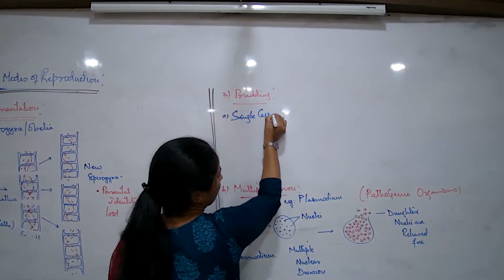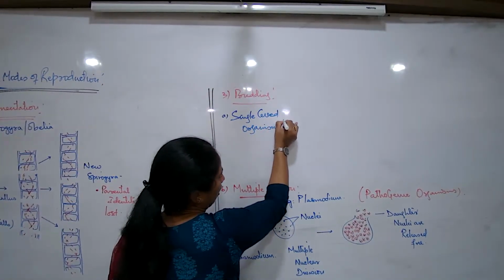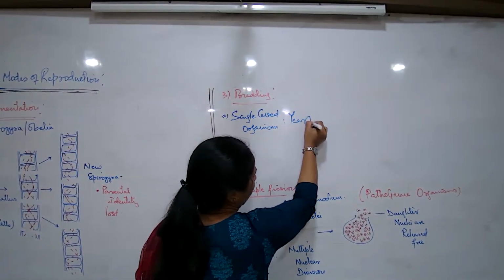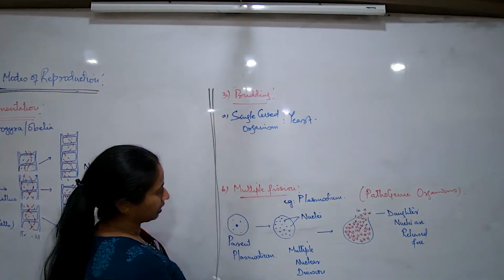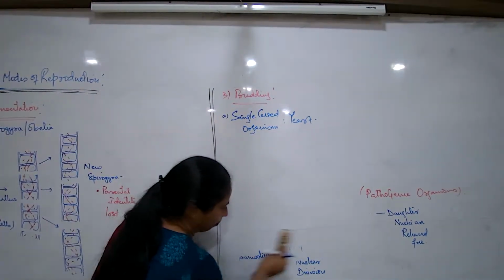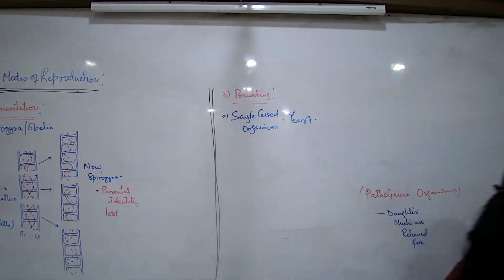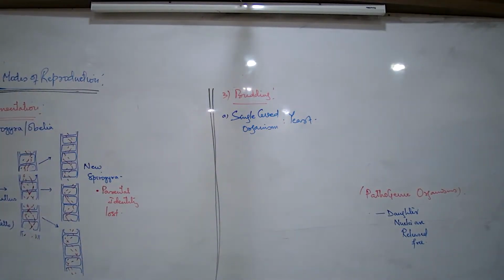If it is a single-celled organism and we want to understand budding, then what organism to remember? It is yeast that we have to understand. How does budding take place in yeast? See these figures. I think you have got figures. You have got the concept of budding in yeast, but the figure is not there.